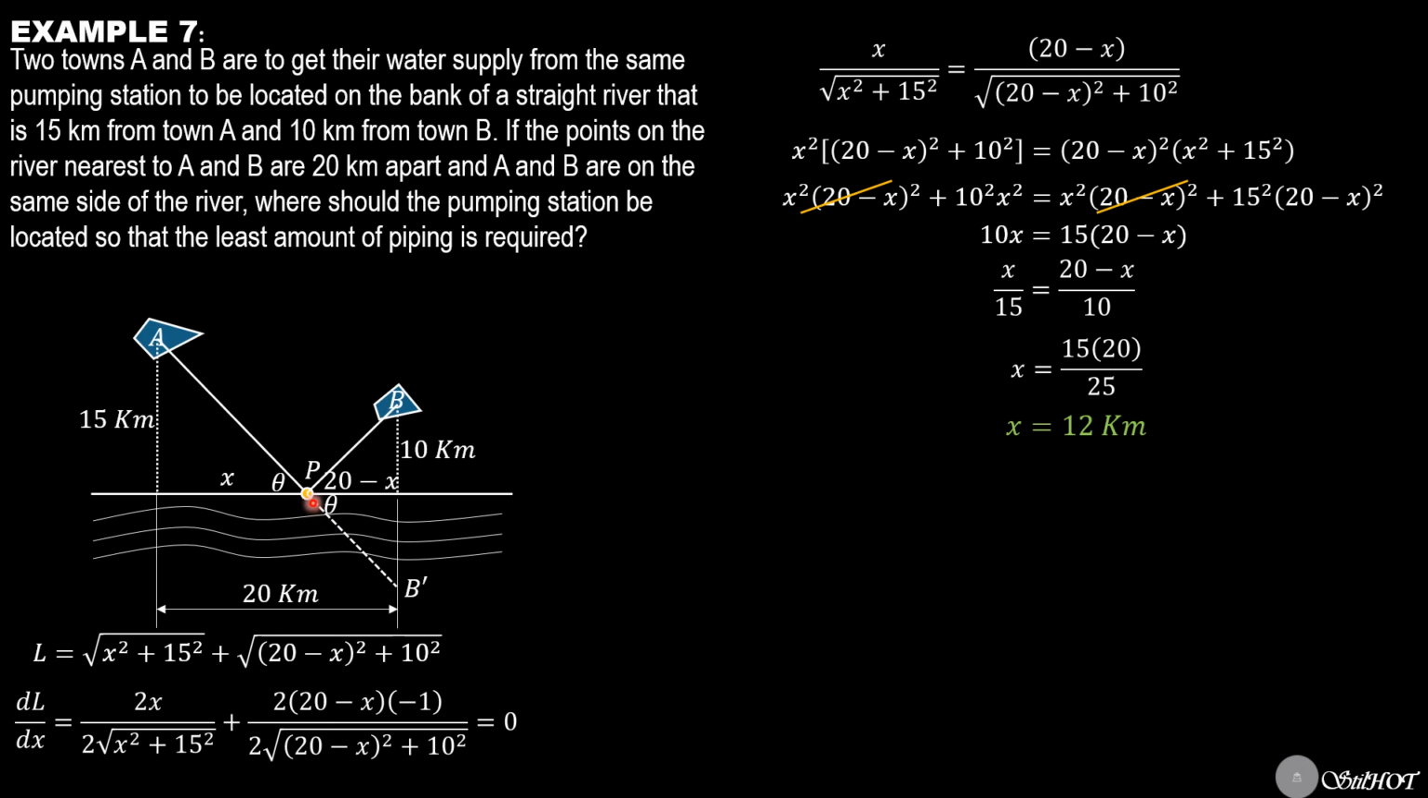So let us denote it. It's located here, and its distance from the point here on the straight bank river closest to A is x. Therefore, its distance from the other point on the straight river closest to town B is 20 minus x. So where should the pumping station be located so that the least amount of piping is required? So that means we are going to minimize this length of pipe and that pipe there.